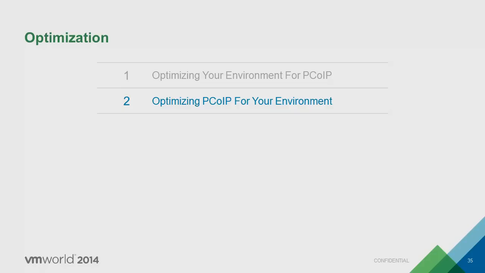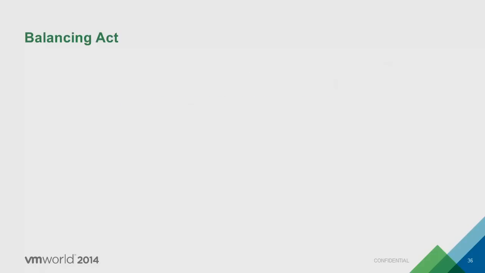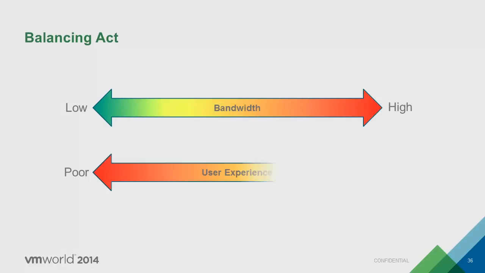Okay, so we've optimized our environment for PCoIP. That was quite straightforward. Now we're going to talk about optimizing PCoIP for your environment. So as always in the IT world, it's a balancing act. It's similar to the whole risk and cost question. Do I want to build a new data center, or is it going to cost too much? What happens if our primary data center goes down? Can we accept the risk? And it's a similar thing in the PCoIP world.